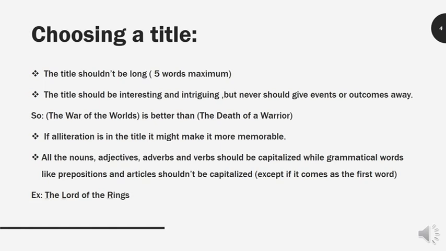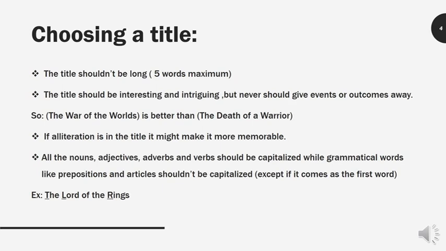Number three, it's something optional. It is good but not necessary to have alliteration. So when you say The War of the Worlds, WW, yes, alliteration is the repeating of the consonant sounds at the beginning of words. So it makes it better. Why? Because you would remember it easier as a reader.